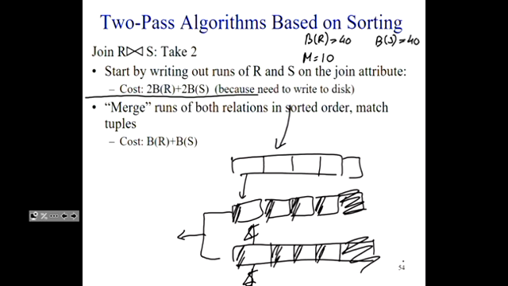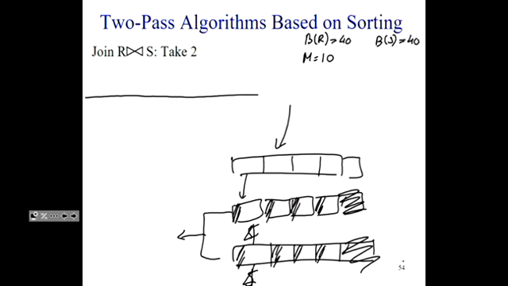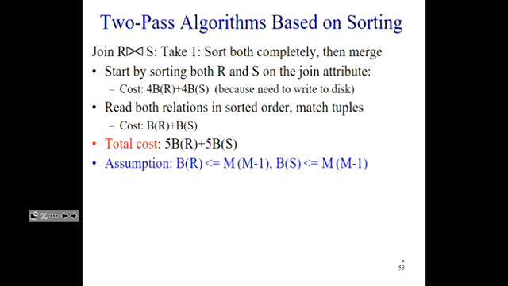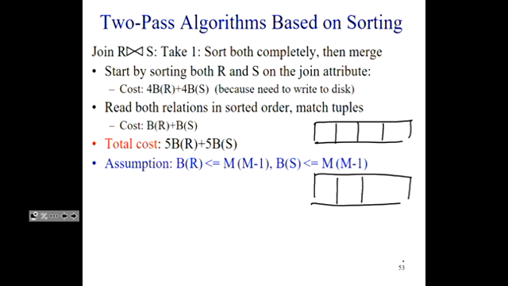So I'm going to explain that version to you once more. I have once again 40 blocks of R and 40 blocks of S. Correct? So I'm going to first take one group of 10 blocks each, sort it, write it out to disk. One group of 10 blocks each, sort it, write it out to disk, and so on. Okay, for both R and S.